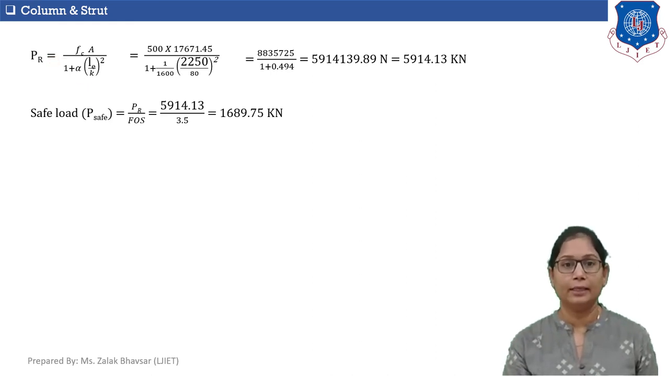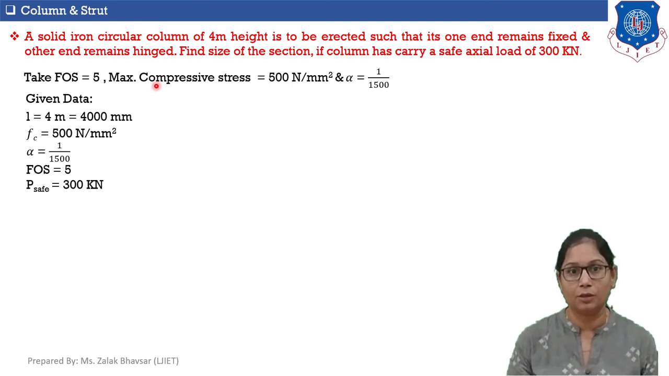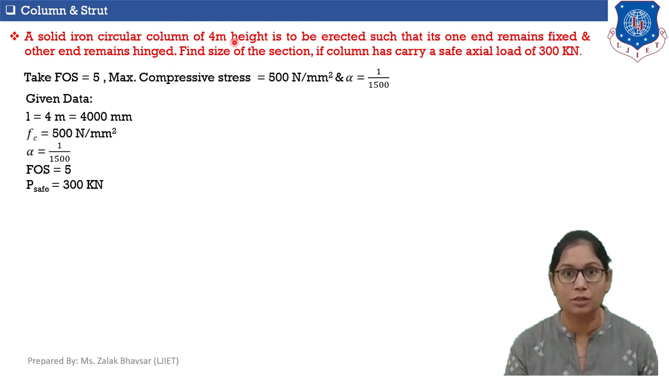Now let's calculate one more numerical. So here a solid iron circular column of 4 meter height is to be erected such that its one end remains fixed and the other end remains hinged. So here column end condition is given. One end of the column is fixed and the other end of the column is hinged. Also, length of the column is given, which is 4 meters. So I am converting it into mm. I am getting length is equal to 4000 mm.